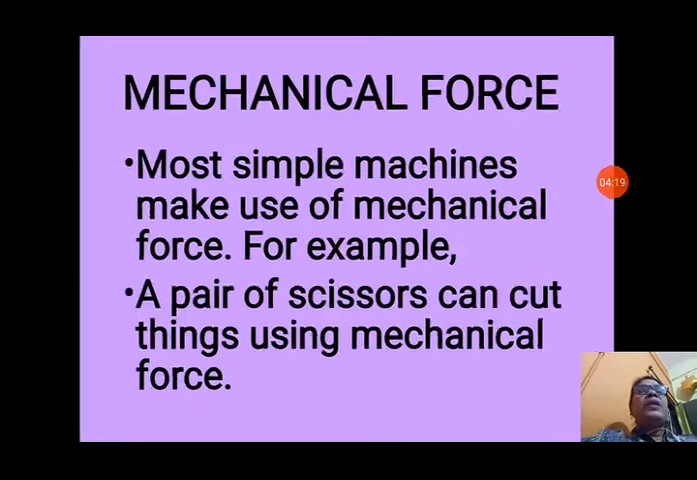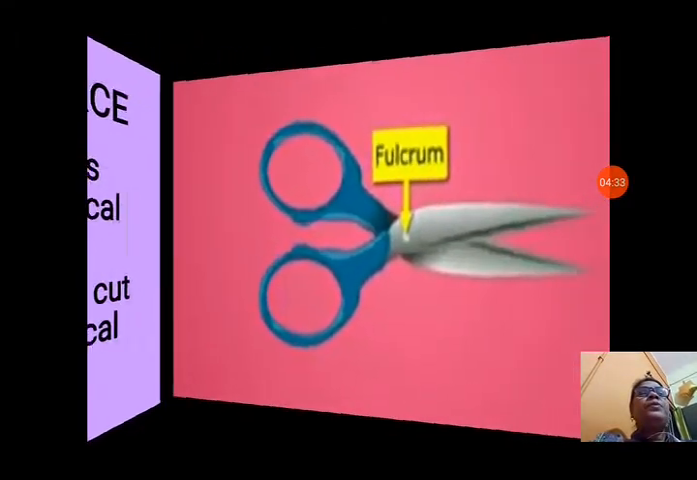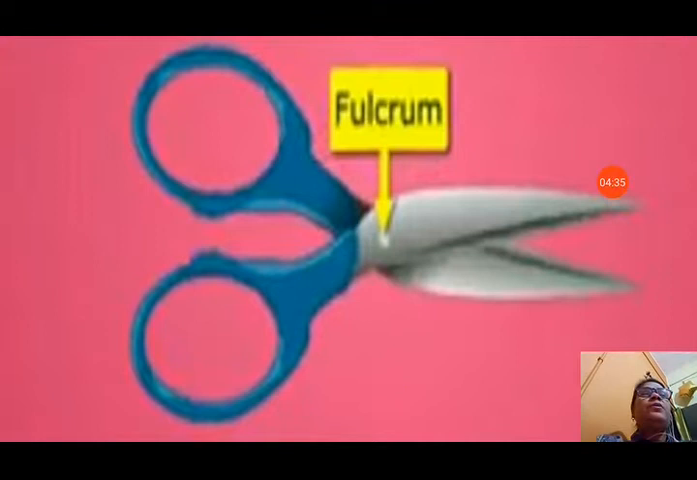Now the next force is mechanical force. Most simple machines make use of mechanical force. For example, a pair of scissors can cut things using mechanical force. All machines use mechanical force to do work, like a pair of scissors or a hammer. You can see the pair of scissors. The fulcrum is in the middle and it helps us to cut things. So it applies mechanical force.